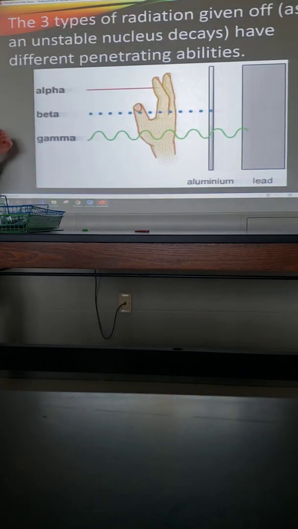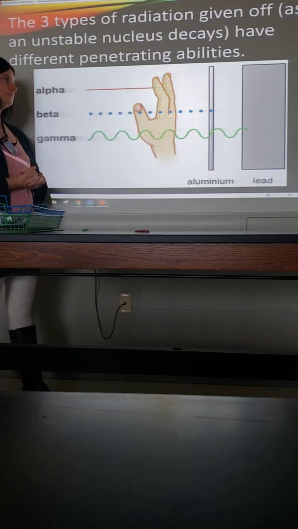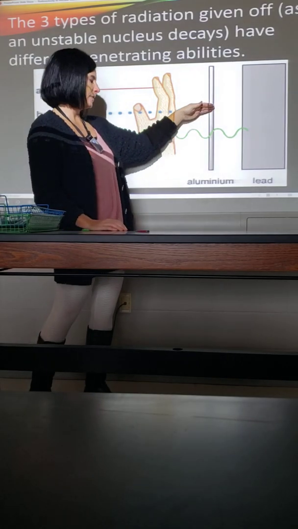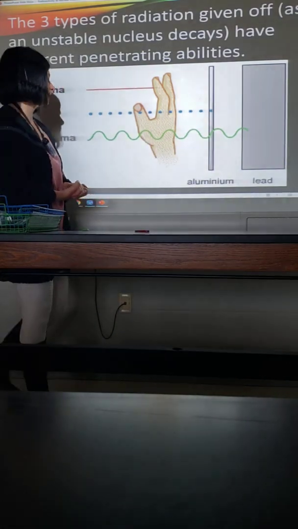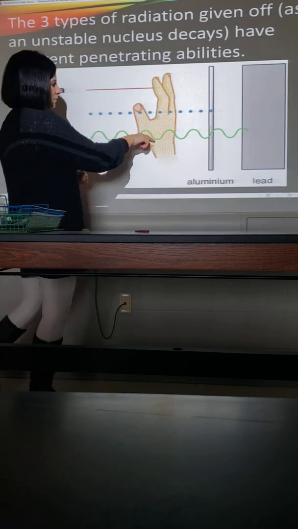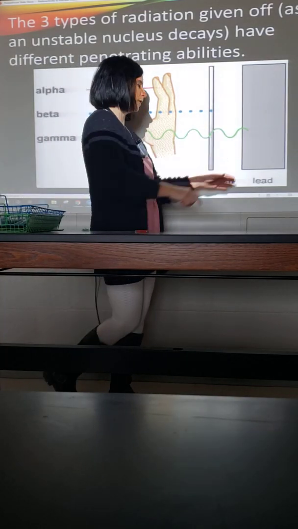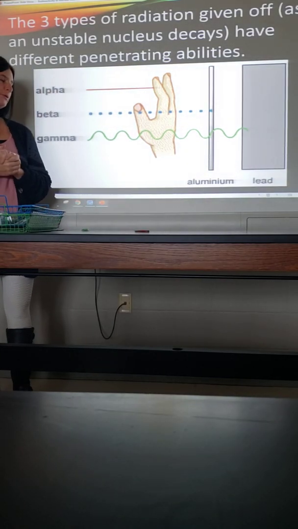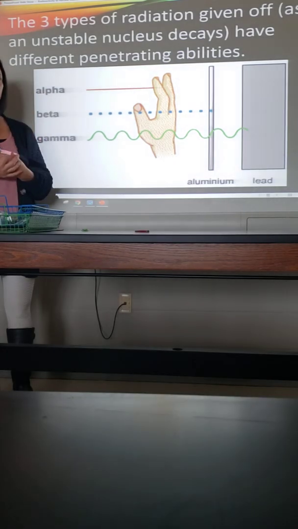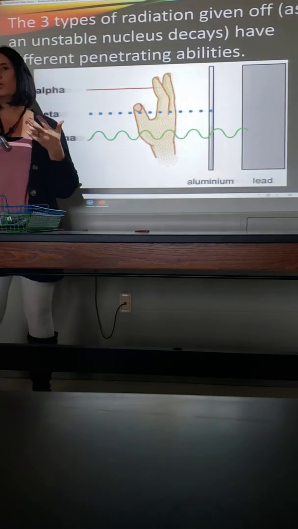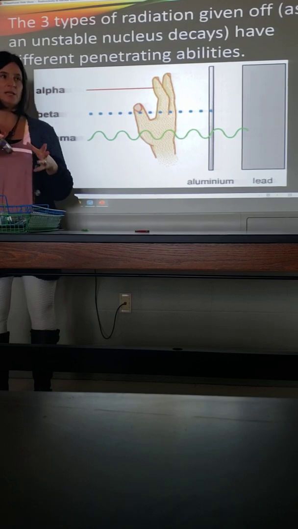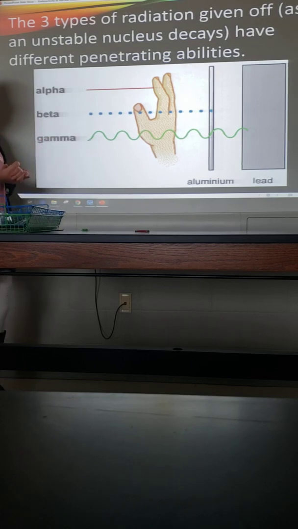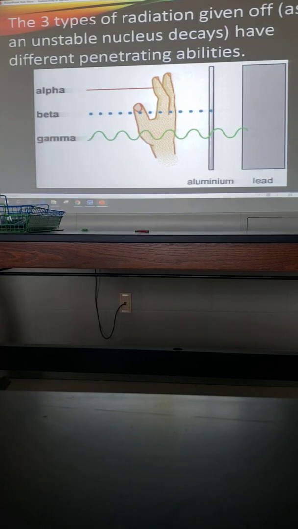Okay, so the alpha gets stopped at skin. The beta can go through tissue and skin, but it gets stopped at aluminum. The gamma, you can see move this way. They go through flesh, they go through aluminum, but they get stopped at lead. They also get stopped at concrete. So there are materials that will stop the gamma rays. So we know how to keep people safe, how to keep things contained, but understanding that the gamma are definitely the most penetrating, and they can be the most deadly.